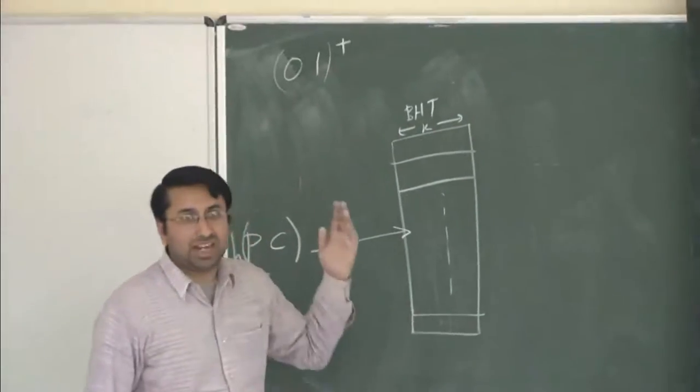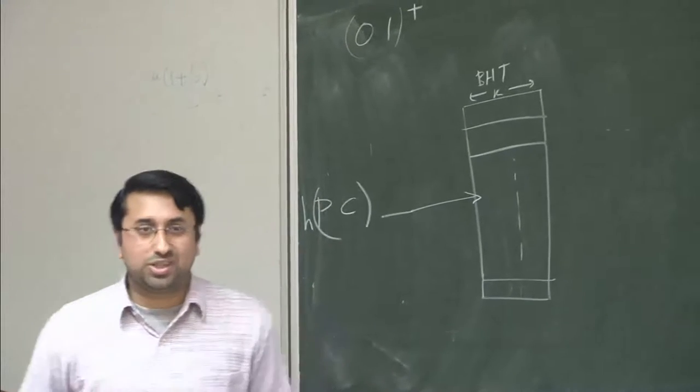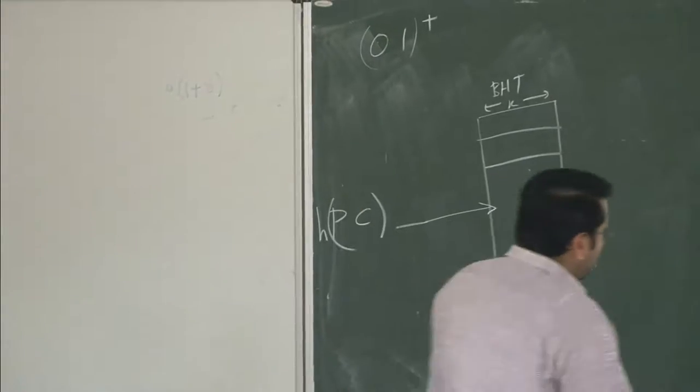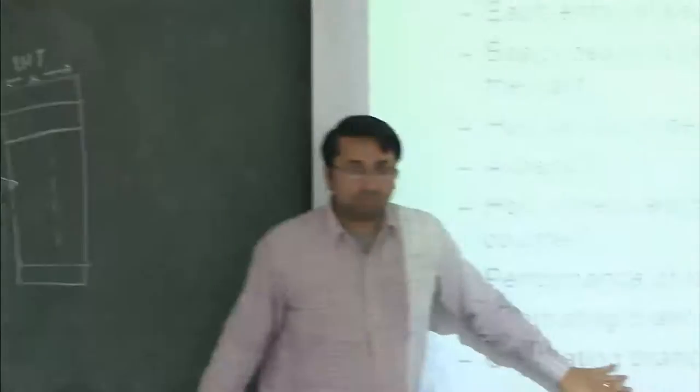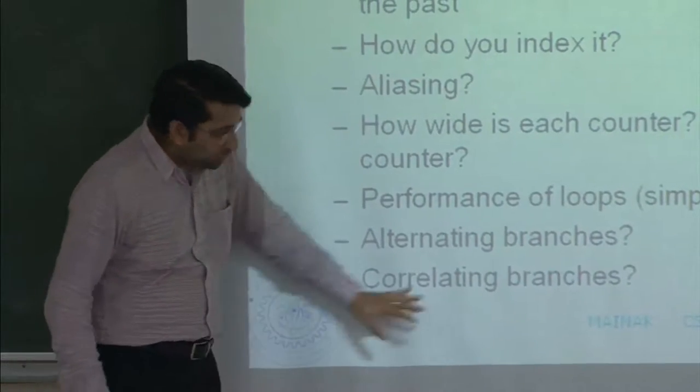If you have 50% correct, that's more or less random. I could make a random prediction. I could toss an unbiased coin and be happy. So for alternating branches, we need something better. Bimodal predictors are not good for this. Okay. All right. What about correlating branches?